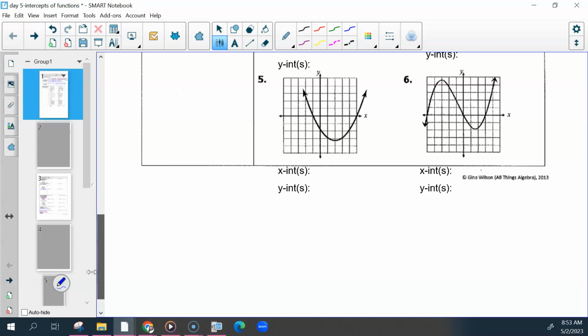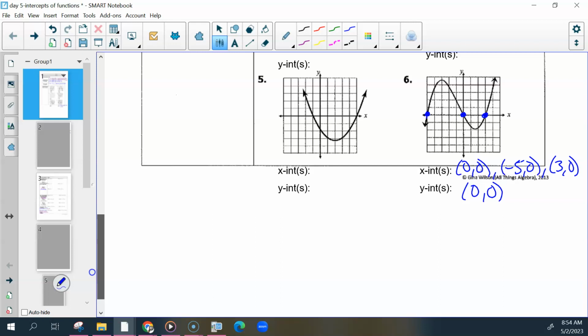So for 6, if we're looking for x-intercept, where does this function cross the x-axis? 0, 0 is 1, so we would write that as an ordered pair. Negative 5, 0. Other way, 3, 0. And now we're looking for y-intercepts. Where does this function cross the y-axis? 0, 0. Okay.